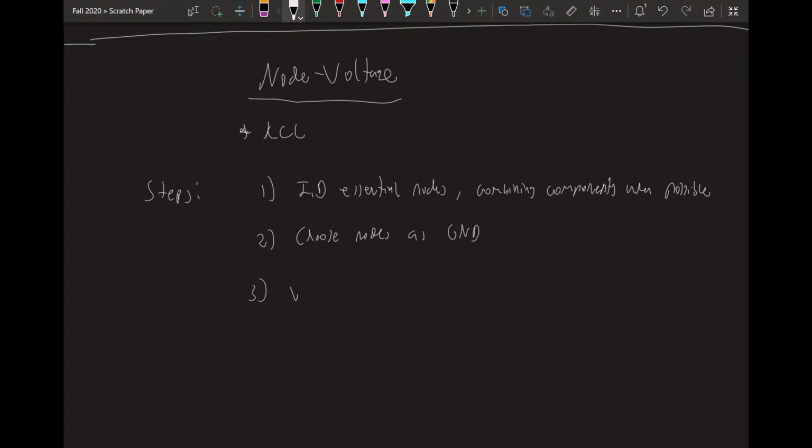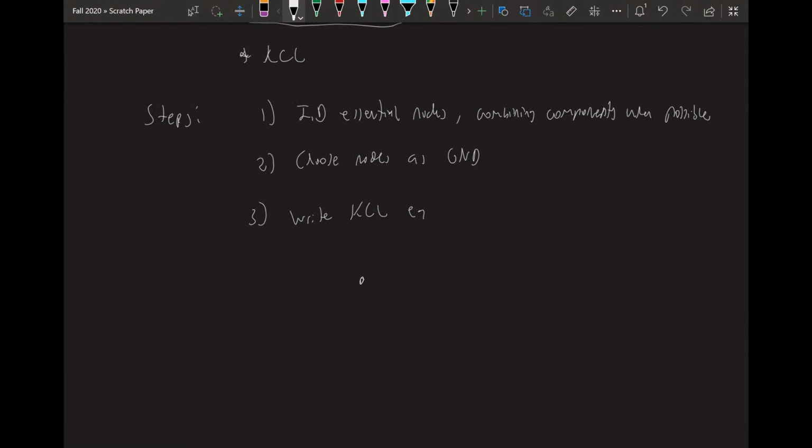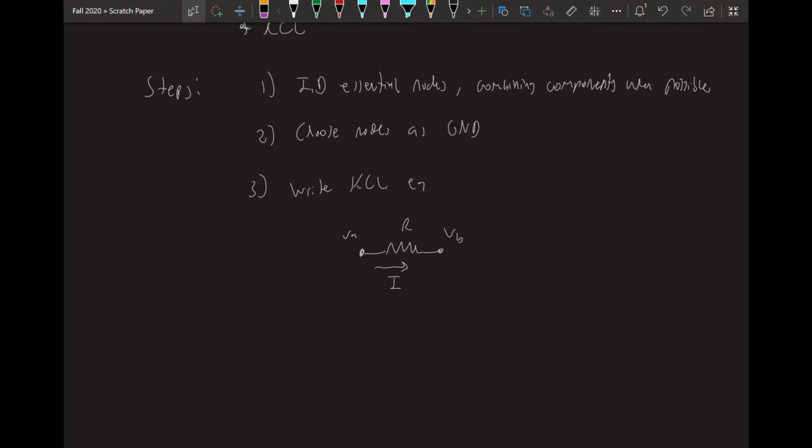3. I'm going to write KCL equations for the other nodes in terms of voltages. Now, how do we do this? Let's say I have some VA, VB, some R here, right? And let's say that the current's going this way. Then I can write that I equals the change in voltage over R across resistor R. And I can write this as the starting point minus the ending point over R.